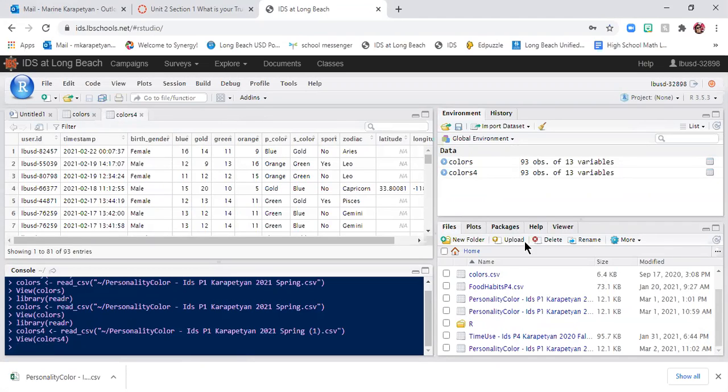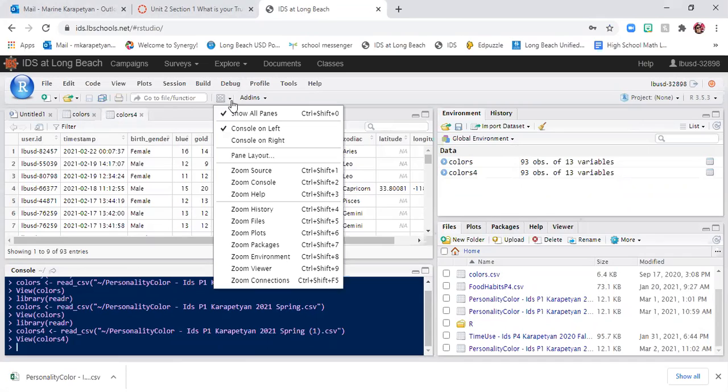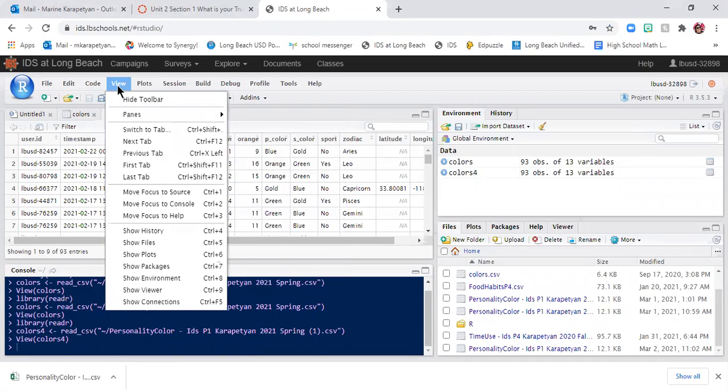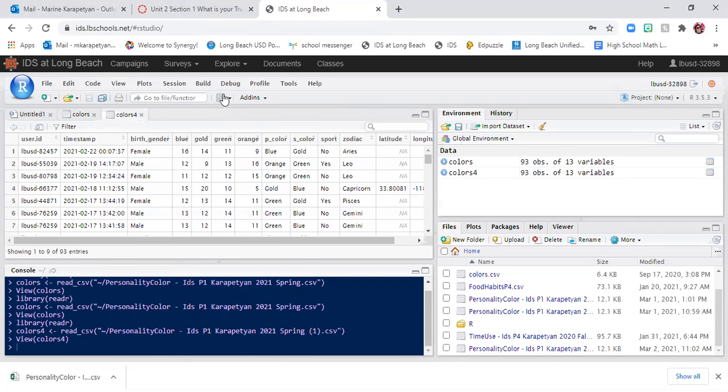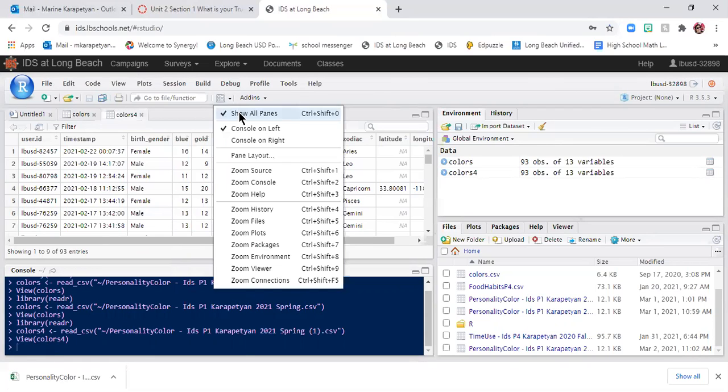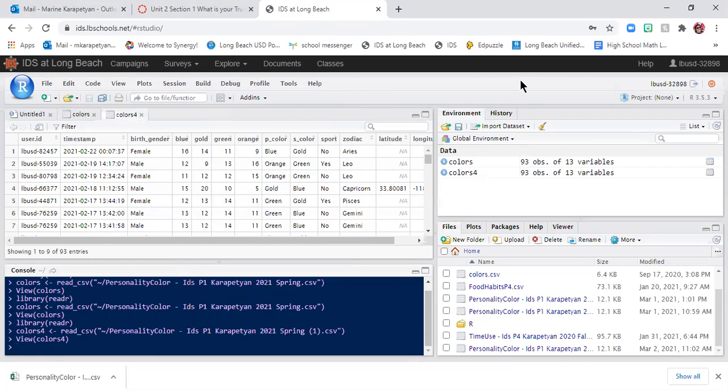So Saraihan, to answer your question, to get all 4 panes, all you have to do is click on these 4 panes here and click on show all panes. You could also go under, I believe, view, and there's a way, panes here, show all panes. So there's a few ways of doing it, but the fastest way is you click on the little window icon here and click on show all 4 panes.